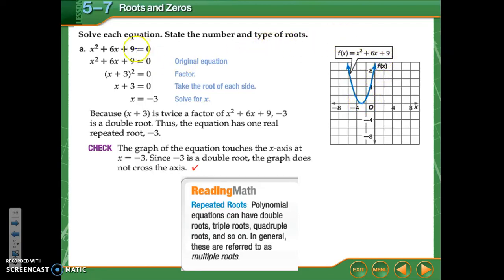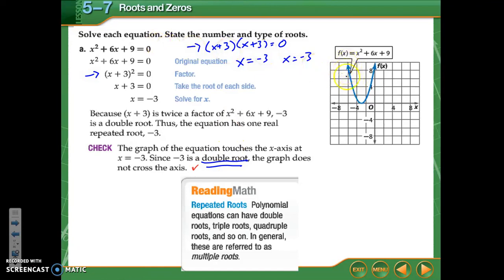So if you take a look at this equation, x squared plus 6x plus 9, when I factor it, I get x plus 3 quantity squared, right? So that's really x plus 3 times x plus 3 equals 0. How many times does x plus 3 occur as a factor? Twice. So if I were to solve each of those, I would get x equals -3 and x equals -3, which are obviously the same value. But since the factor occurs 2 times, we call it a double root.